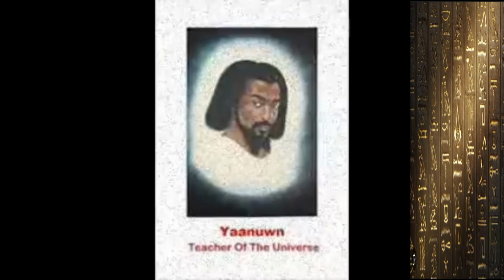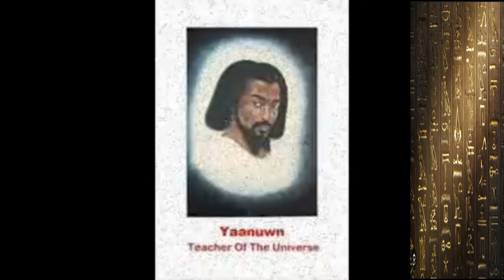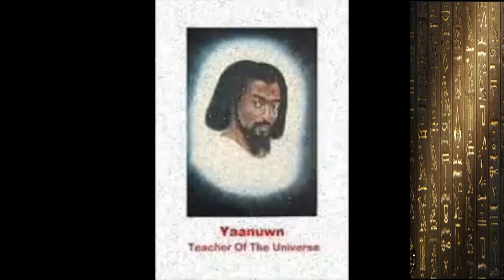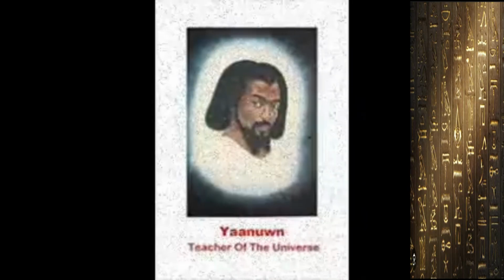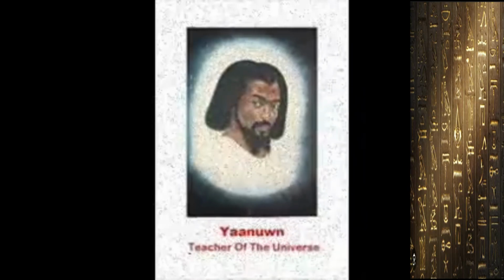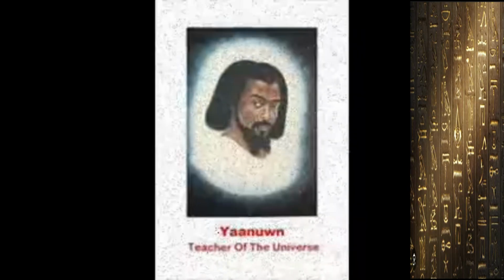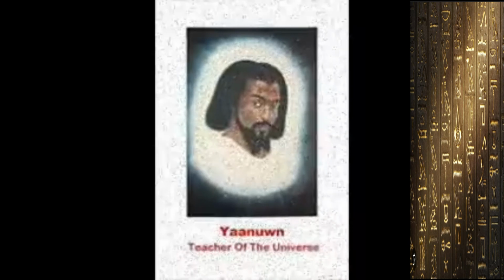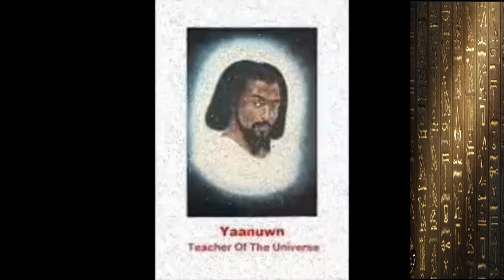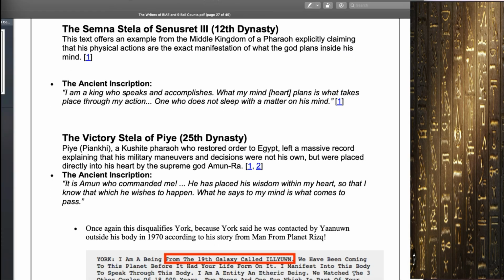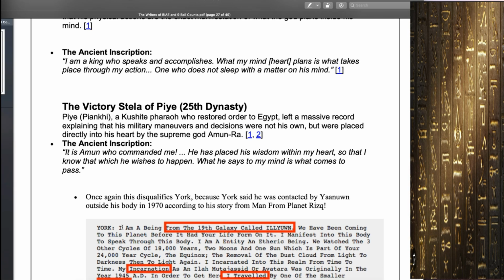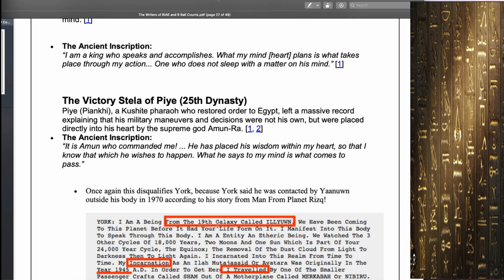Upon arrival here, Ethricles has been at in 1970, and the taking of the control of this body, of this individual that was 25 years old, not of much use to us. According to historical man for Planet Risk. I'm a being from the 19th galaxy called Ilion.